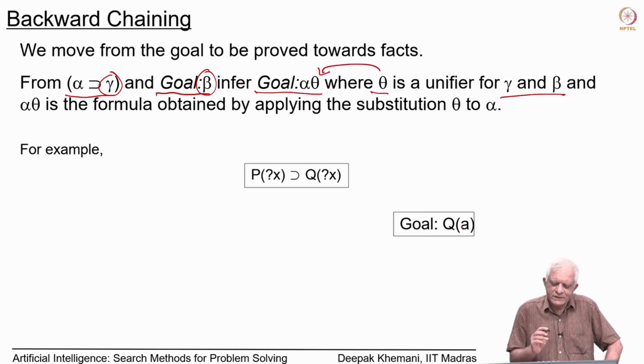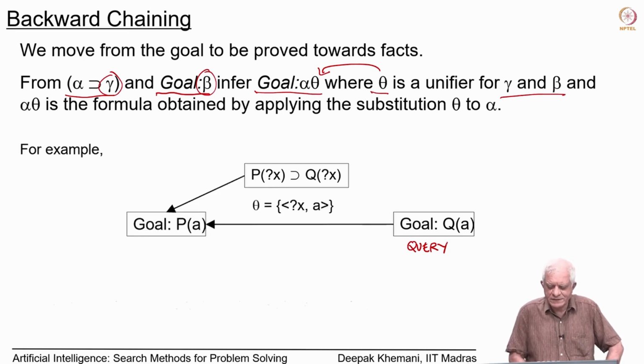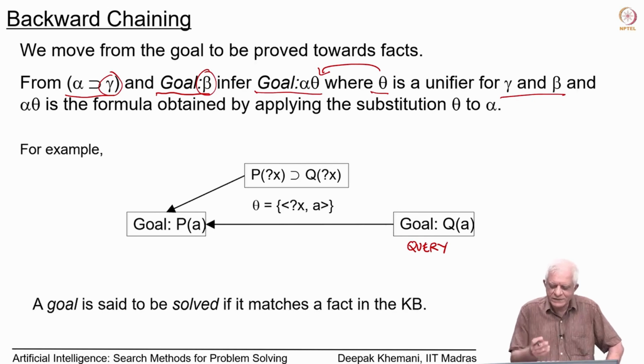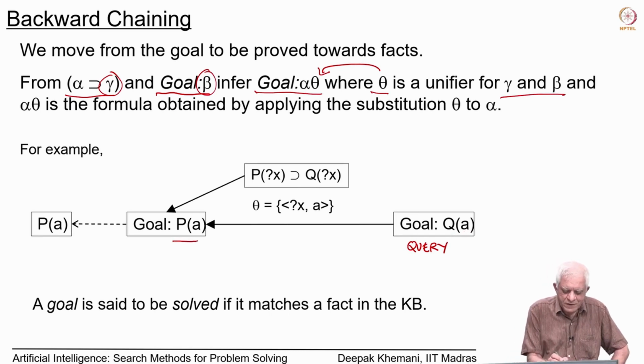In forward chaining, we would have simply kept adding new formulas to the knowledge base until q of a was added. But now we are starting with q of a and going in the backward direction and asking whether this formula is true or not. So, we refer to q of a also as a query, in the style of databases, where you are asking whether something is true or not. And what happens in backward chaining is this process of moving, as we just described above, from the query q of a to the query p of a.